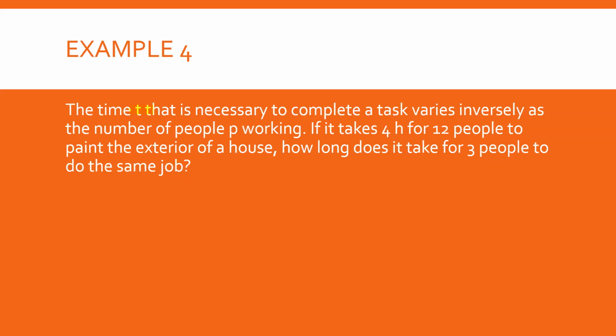Our variables are t and p. Those are our two variables, right? And we know that they vary how? Inversely. These are the most important things because they vary inversely. We know that in order to find our k, it's going to equal our independent variable times our dependent variable. Does that make sense? It equals t times p.